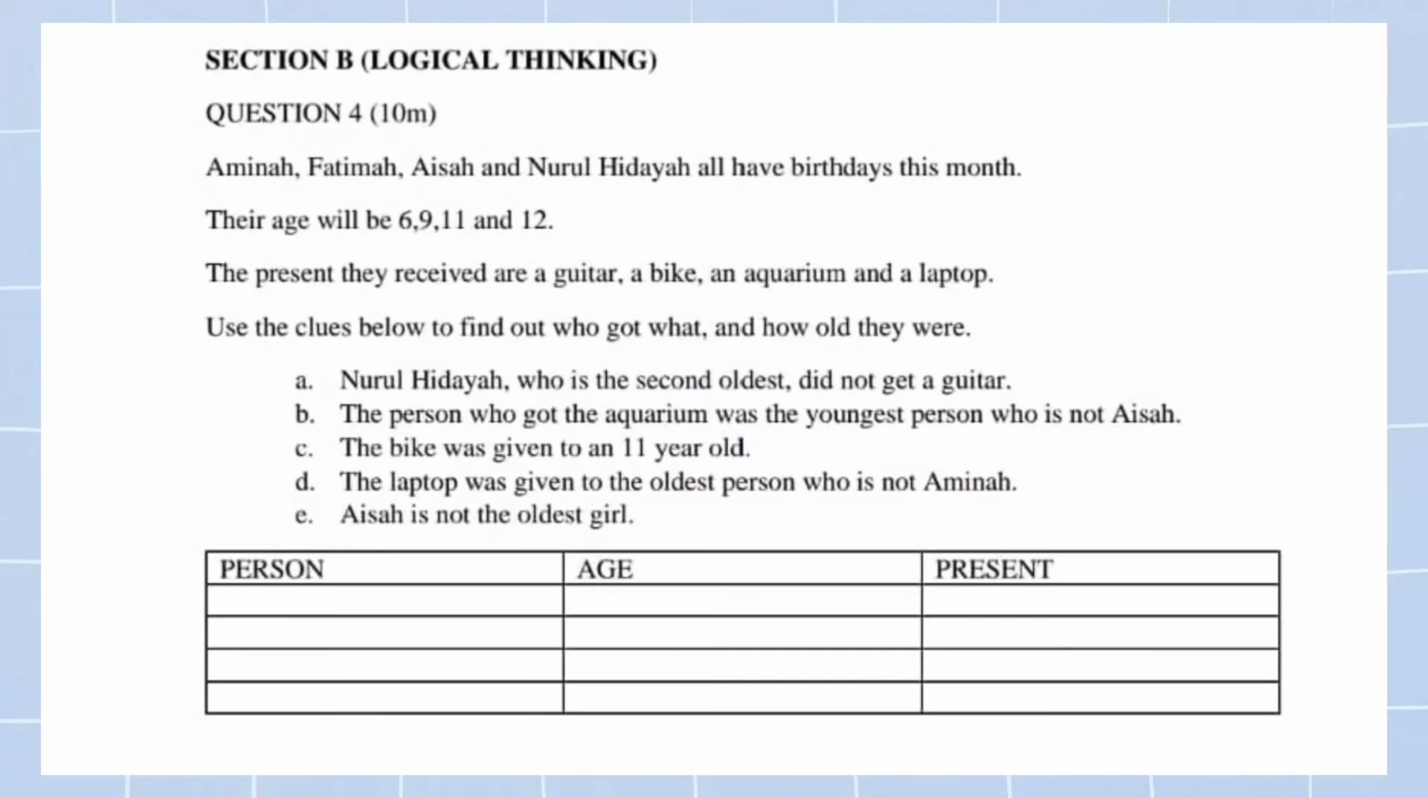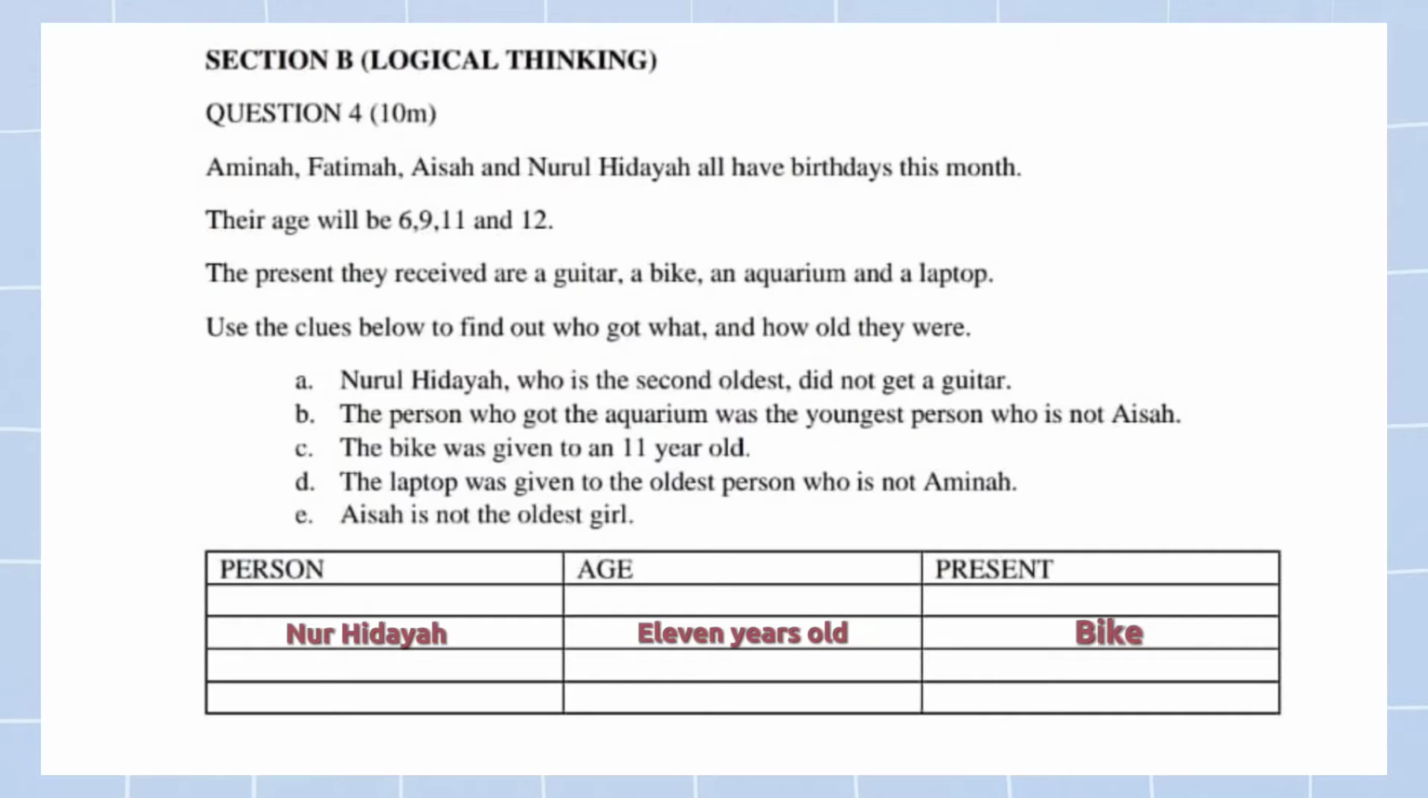Now, let's get into question 4. In the description, it was given that Nur Hidayah was the second oldest. So, she is 11 years old, since their ages range from 6, 9, 11 and 12. Thus, 11 is the second oldest age, and Nur Hidayah is the second oldest. Since Nur Hidayah is 11 years old, she was given a bike.